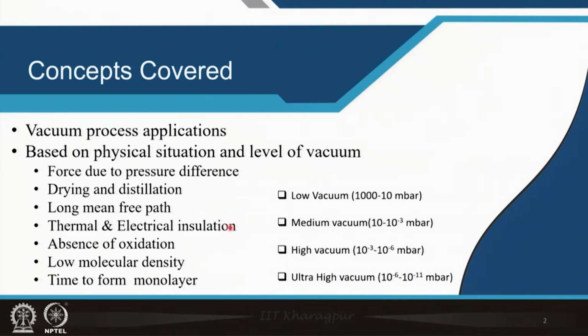Then thermal and electrical insulation, these are very popular examples, like a thermos flask. I can use it in my lab also. Every day I can get some bit of Horlicks or hot cup of coffee, so that after 2 hours after the class I can take. So, this hotness is retained because of thermal insulation, that is nothing but a vacuum insulated flask.